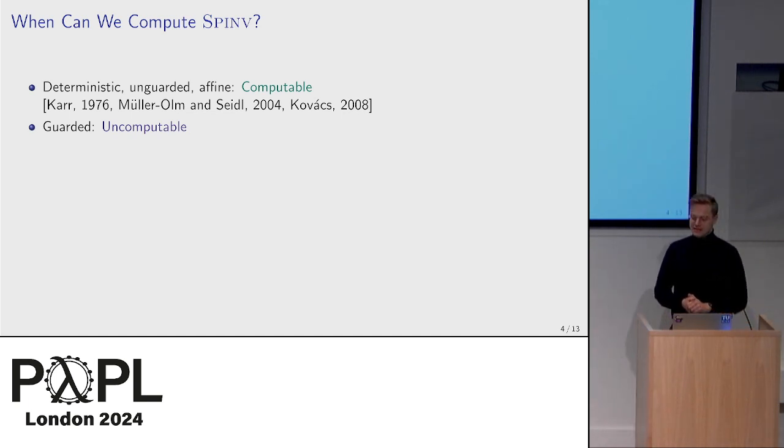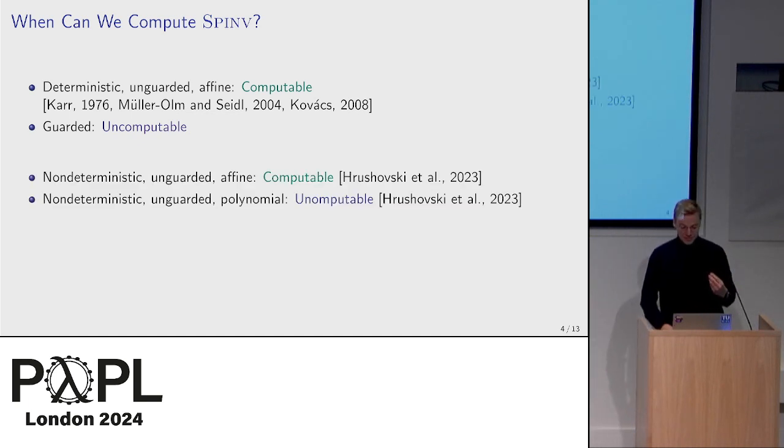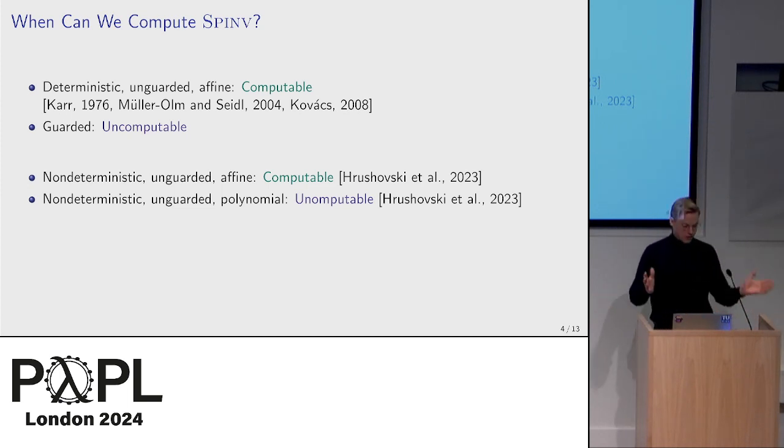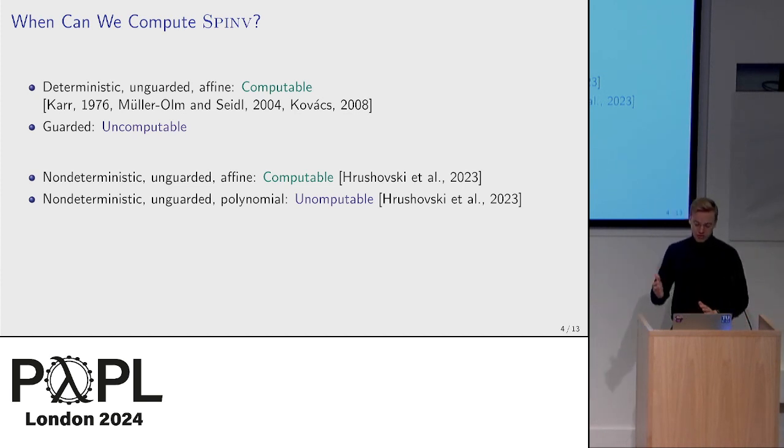So for deterministic, unguarded, and affine loops, that is loops as we've seen in the previous example, just a straight line loop body and no if statements, no non-determinism, and just affine assignments, for this class of loops, this problem is known to be computable. If you put in a single if statement, your program model immediately becomes Turing complete and the problem is undecidable, or uncomputable. If we take out the if statement again, but put in non-determinism, if we use affine arithmetic in the loop body, it's known to be computable. But if we use polynomial arithmetic and non-determinism, it is uncomputable. It's a very recent result.